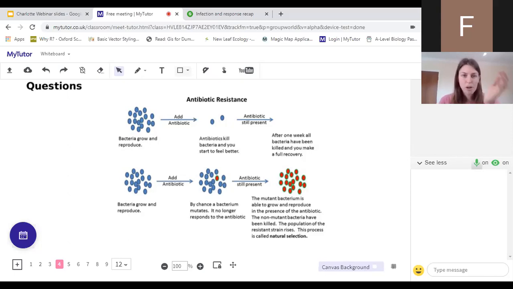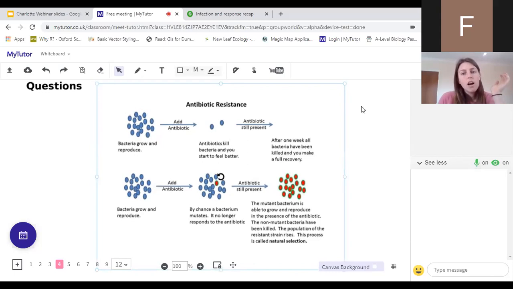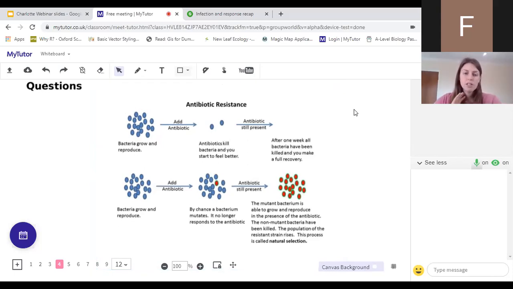Right, back to antibiotic resistance. Bacterial pathogens that cause diseases can usually be controlled by antibiotics, so they work very well. They tend to target the cell walls of bacteria that are causing disease, so they tend to be quite specific. You tend to have one antibiotic for each specific type of bacteria.